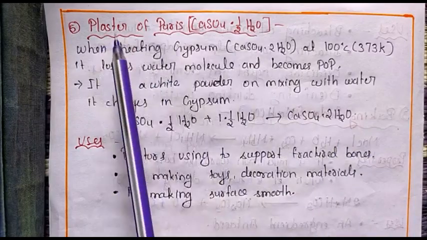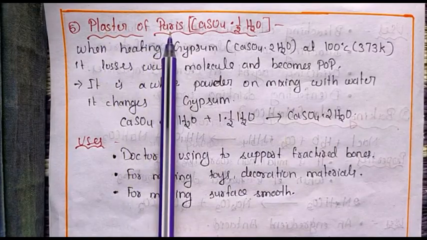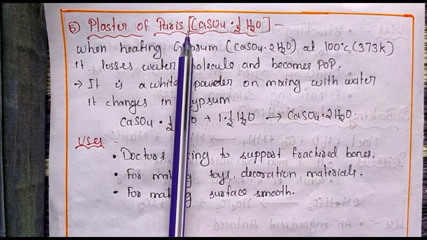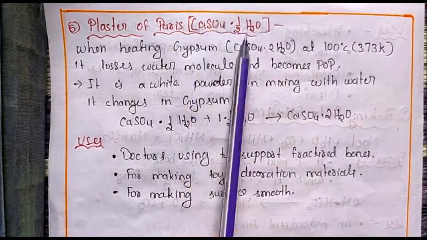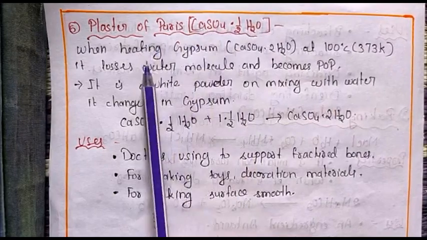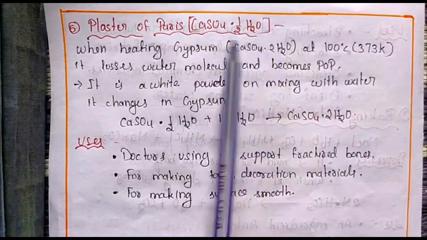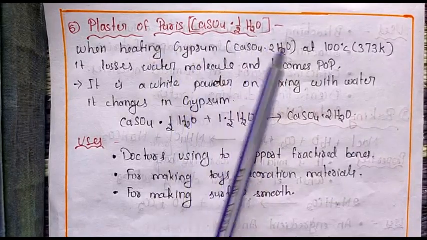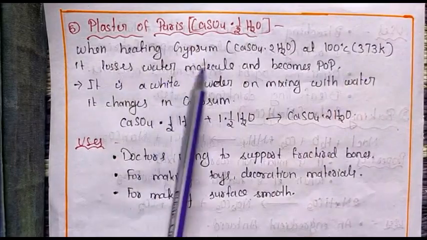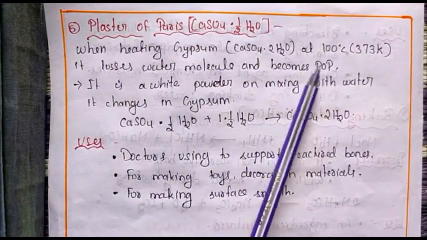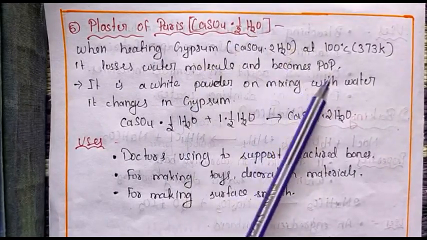The next chemical from salt is plaster of Paris. The formula of plaster of Paris is calcium sulfate half water, CaSO4·1/2H2O. When heating gypsum, the formula of gypsum is CaSO4·2H2O. When we heat gypsum at 100 degrees Celsius or 373 Kelvin, it loses water molecules and becomes POP, plaster of Paris. When gypsum is heated, it becomes POP.